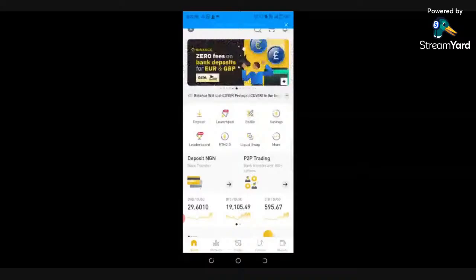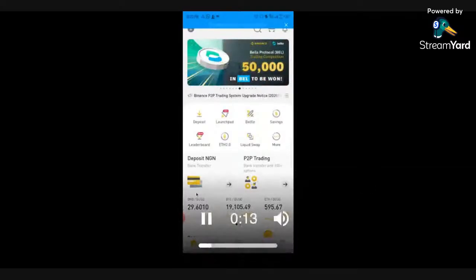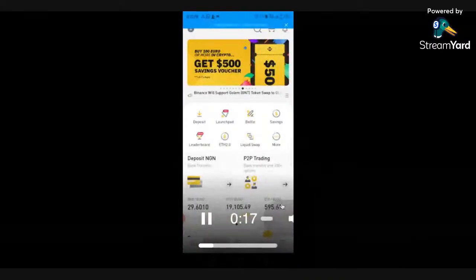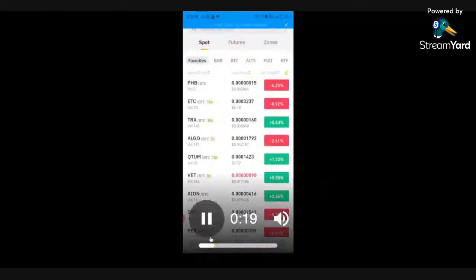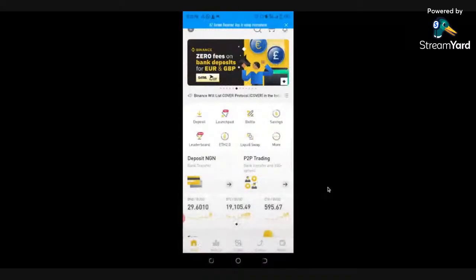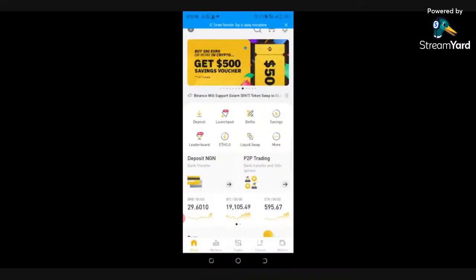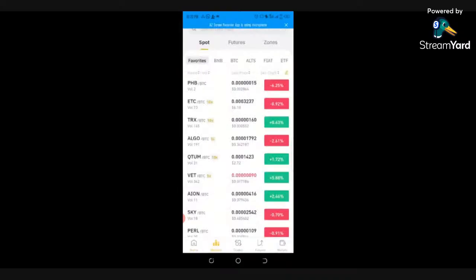So this was the price of BNB at the time. BNB was $29, Bitcoin was $19,000, and Ethereum was $595. This was exactly 1 year ago, as at December.